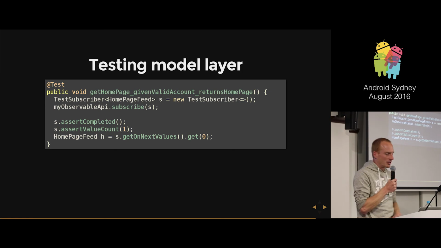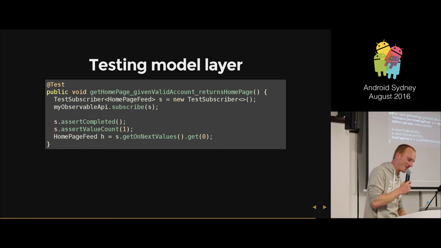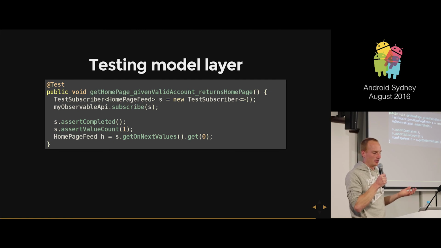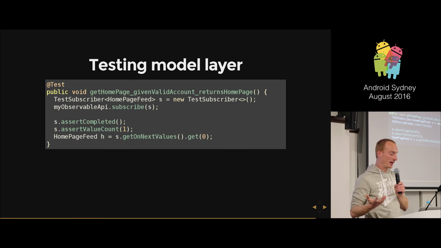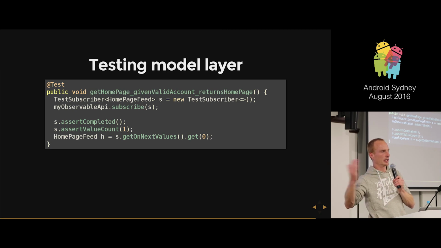And RxJava provides us with a really cool TestSubscriber class that has all kinds of assertions on the behavior that the observable demonstrates. So you can assert the different terminal events, or you can assert the number of values. You can get a reference to the values that were emitted, things like that. You can check if a specific value was in the set that was emitted. So that's really handy for testing basically everything in the model layer that presents itself as an observable.